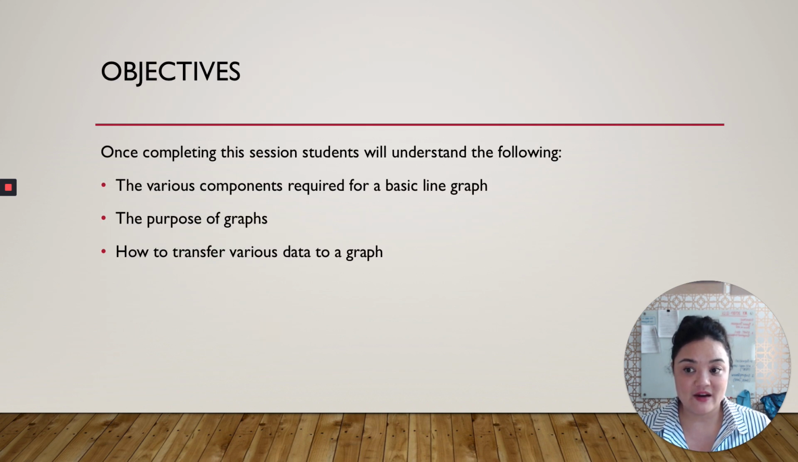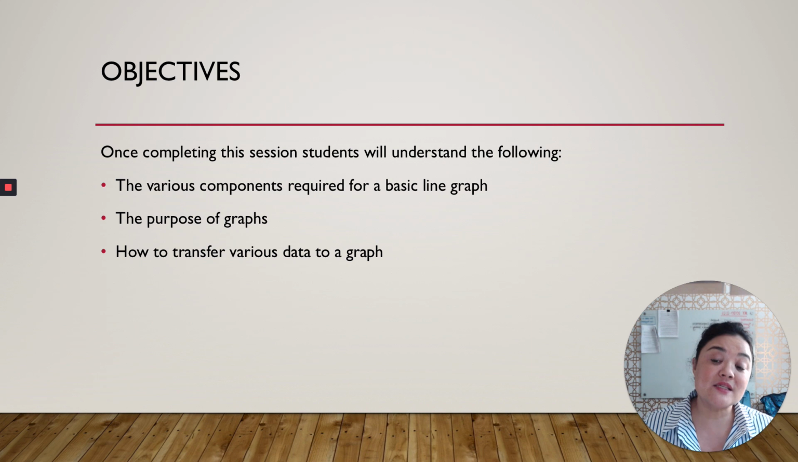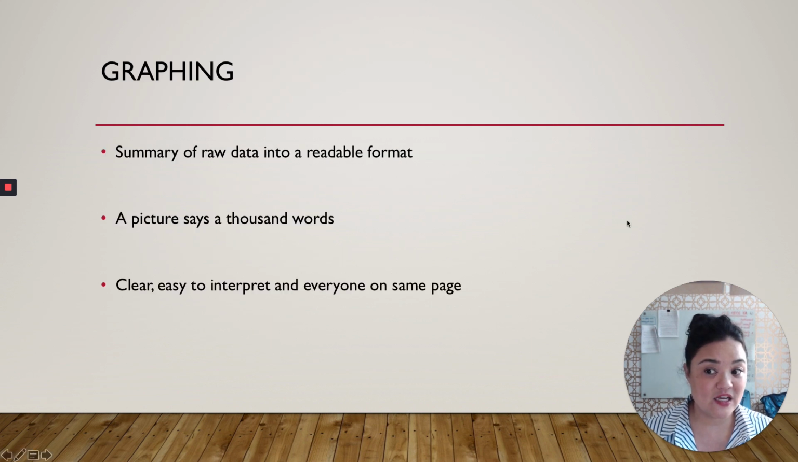I've identified our learning objectives for this week. So once you complete all the asynchronous activities and attend our class meetings, our goal is that you will be able to identify different components that are required for a basic line graph. You'll be able to explain and justify the purpose of making graphs, and you'll also understand how and when you might need to transfer your data to a graph and how you might need to convert your raw data into something that's usable before you graph it. All right, so let's go ahead and get started here.